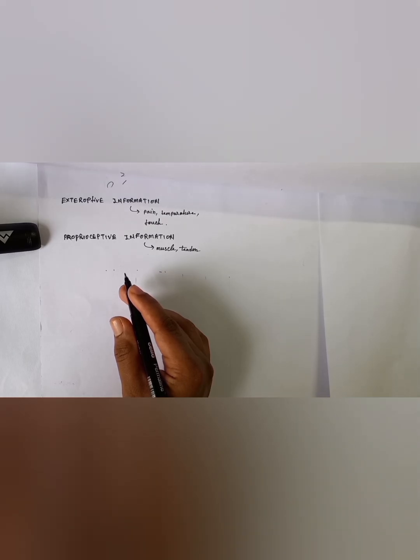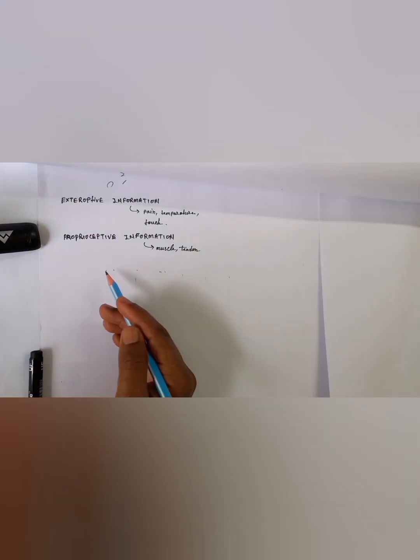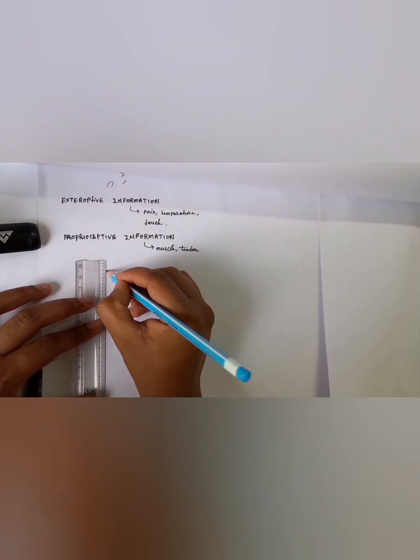In this video, we are not going to discuss the receptor. We will discuss it in a separate video. We will discuss how any type of stimulus like pain, temperature, touch, and proprioception reaches the brain and is perceived accordingly.